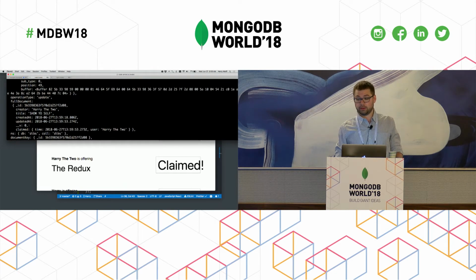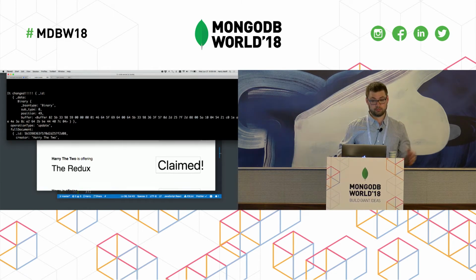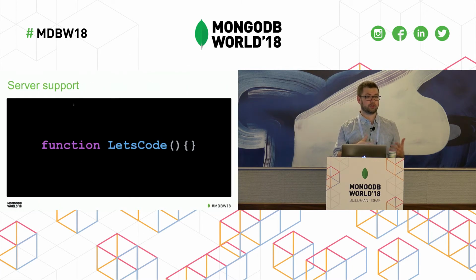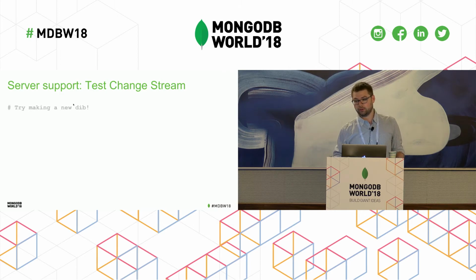Let's try claiming this. And again, we get another event in the change stream. The operation type is an update because we're modifying an existing document itself. So with this discrete information, we can then share this to the client.